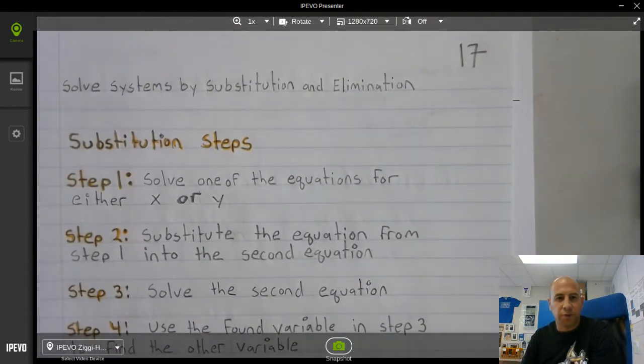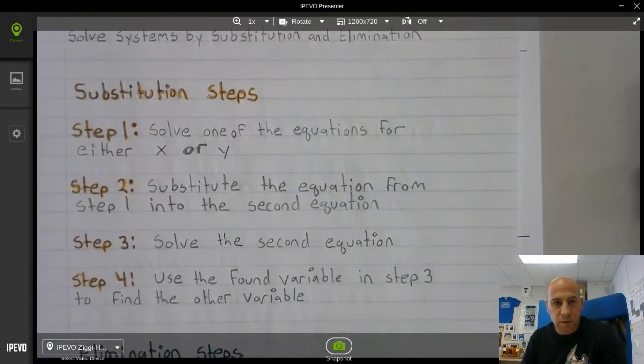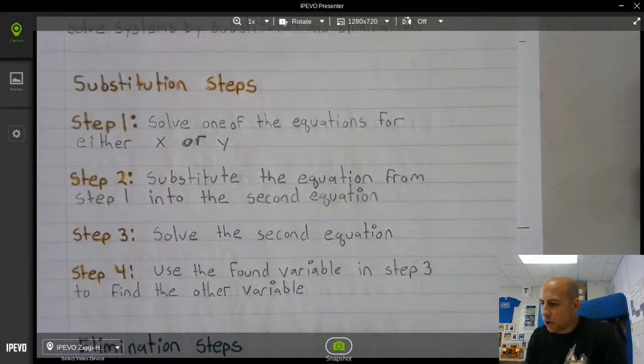So, substitution steps. Step 1, solve one of the equations for either x or y. Step 2, substitute the equation from step 1 into the second equation. Step 3, solve the second equation. Step 4, use the found variable in step 3 to find the other variable. If you would, pause the video a moment and update your substitution steps.